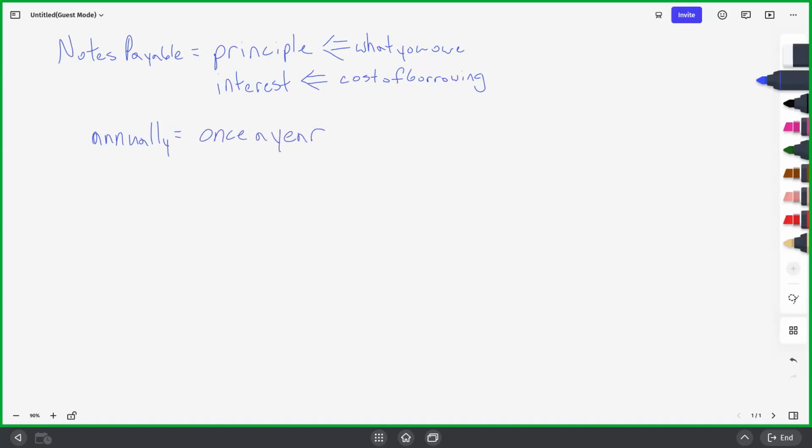What about semi-annually? Twice. What about monthly? So how many times monthly? 12.